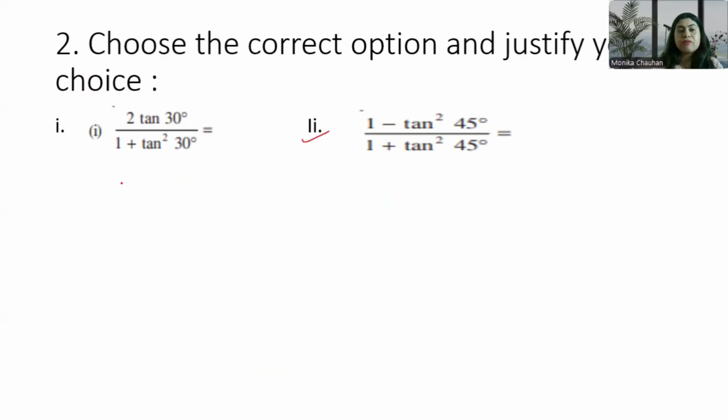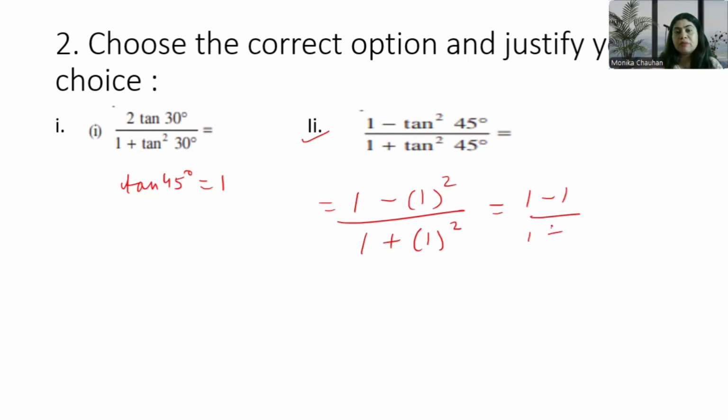Do you remember tan 45 degree is always 1? So here, (1 minus 1)² upon (1 plus 1)². That becomes 1 minus 1 and this becomes 1 plus 1. So 1 minus 1 is 0, and it is equal to 0. So that's my answer. There are certain options given, and you only have to mark this tick as the correct answer, 0. Okay, so let's move ahead and see.